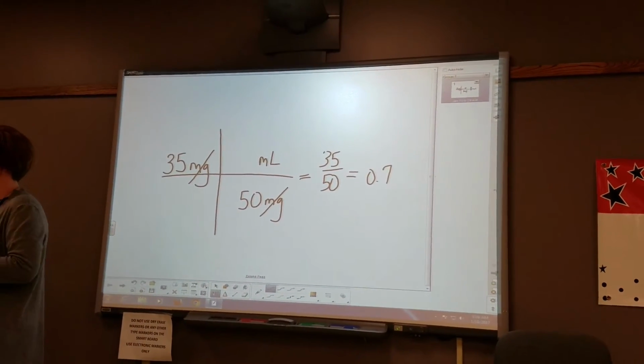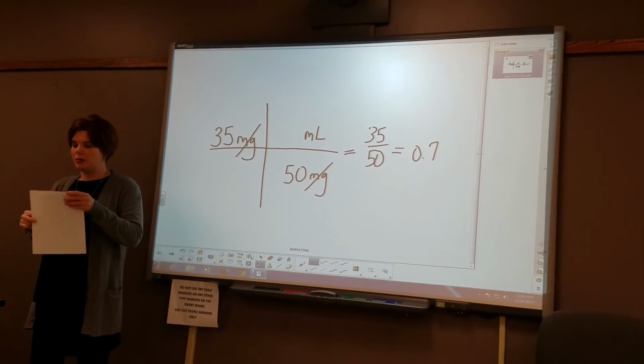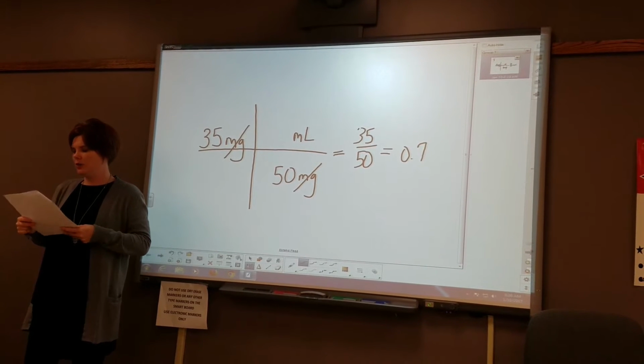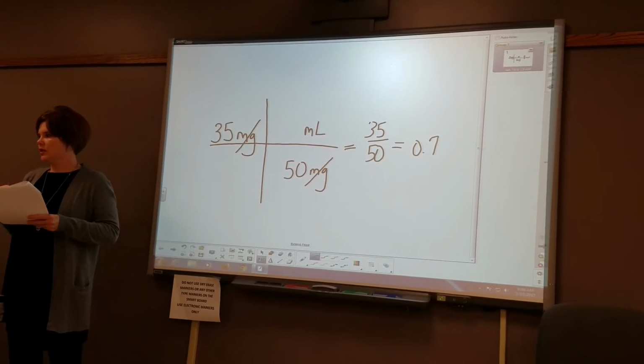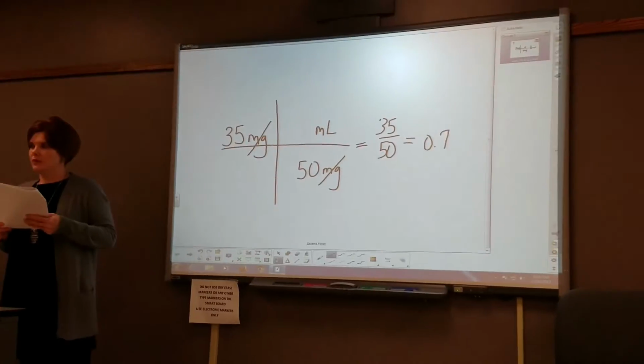And it's going to tell you on the ATI exam, round to the nearest tenth, round to the nearest whole number. I think those are the 2 main ones that it says. It may say hundredth, I don't know, but usually it's to the tenth or to the whole number. So did everybody get 0.7 mLs on that one?